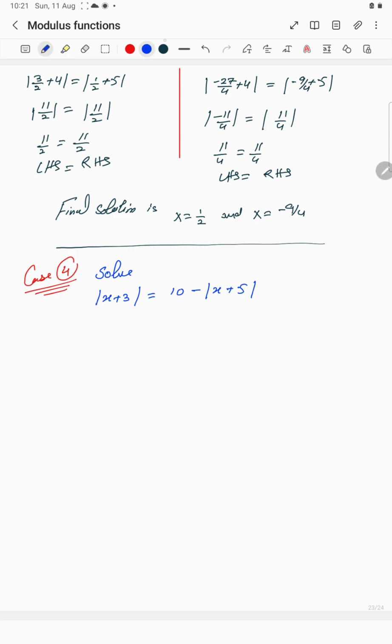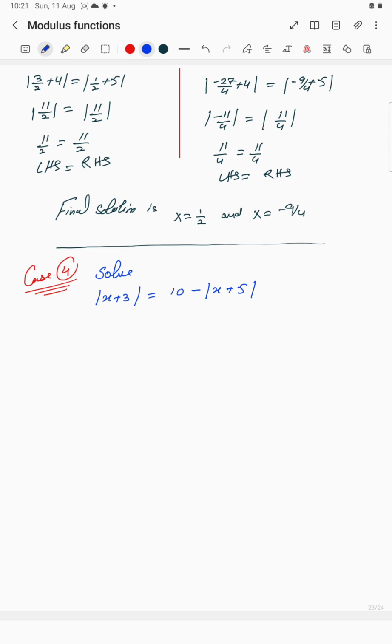Now for case 4, guys, you can see this is the kind of question where we have a modulus on both sides of the equality, but along with some addition or subtraction of a constant. So in such cases we have two methods.